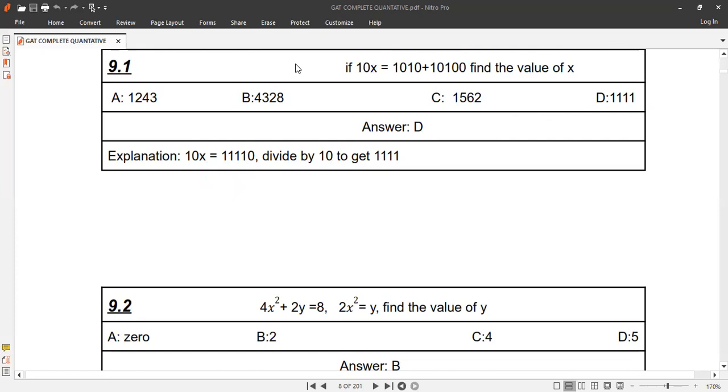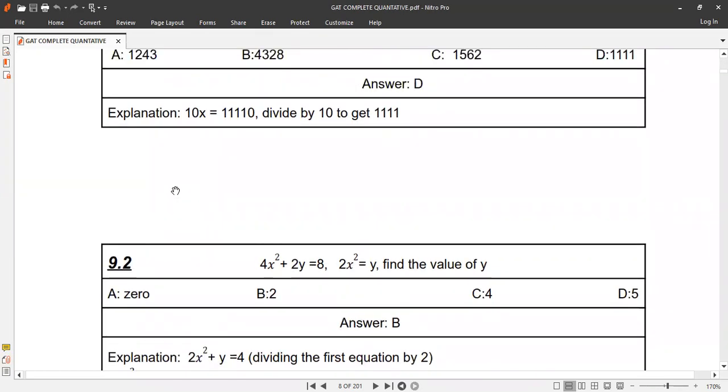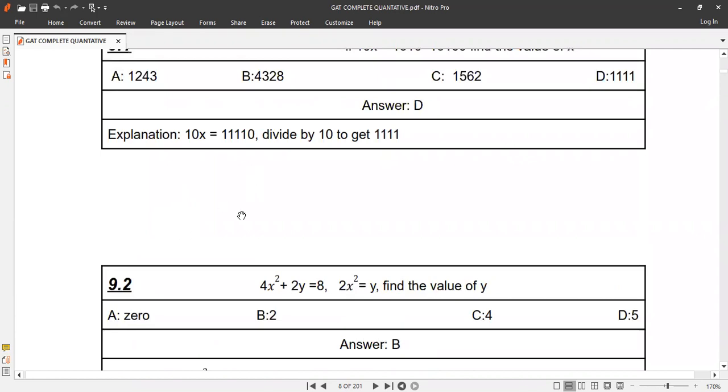Next question, 9.2. Here in this example, always in these cases, you have two equations with two variables. So always in this case, work on the first equation and try to use the second equation. In the second equation, you can see that y equals x squared.